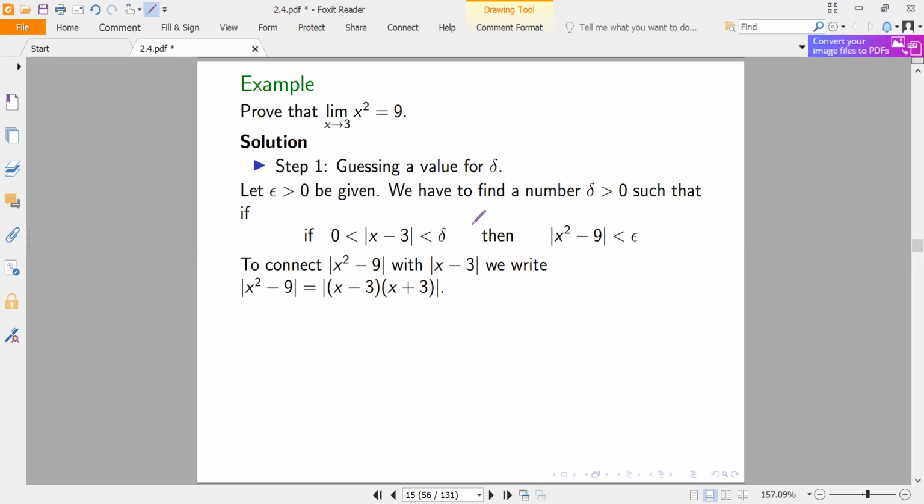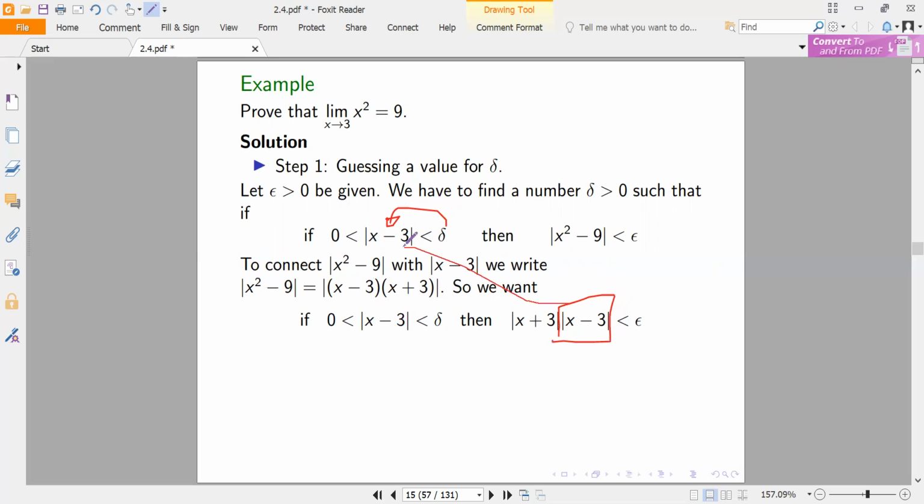But now, for us to be able to connect x minus 3 and x squared minus 9, remember the difference of two squares. If you factorize, we end up having x minus 3 times x plus 3, right? So remember that our delta has to be greater than x minus 3. For delta to be greater than x minus 3, it means the absolute value of x plus 3 times x minus 3 has to be less than epsilon. This is our focal area, x minus 3, because if that's the case, then we'll be sure that it satisfies our initial condition that the absolute value of x minus 3 is less than delta.